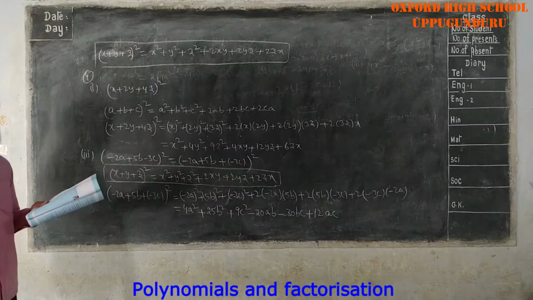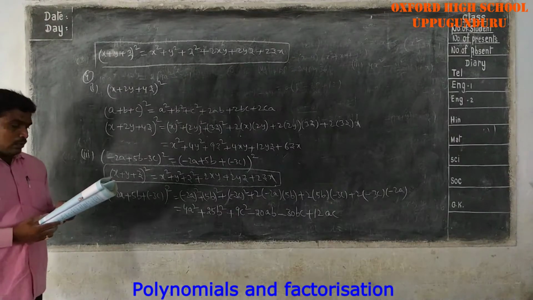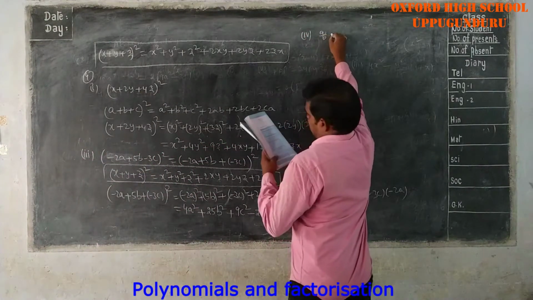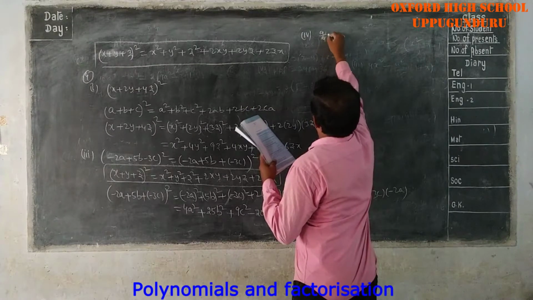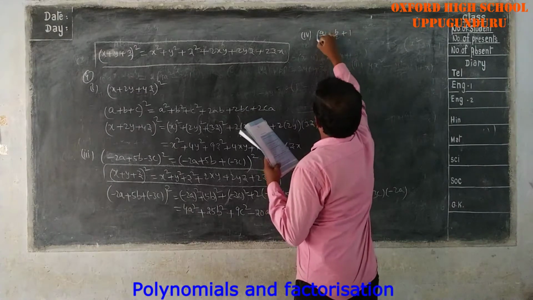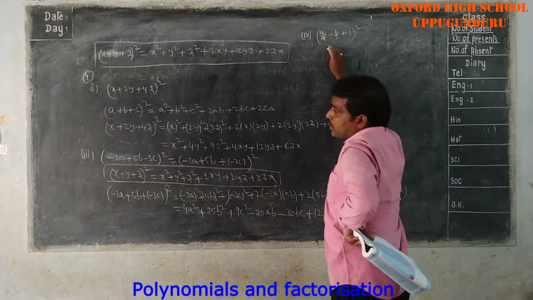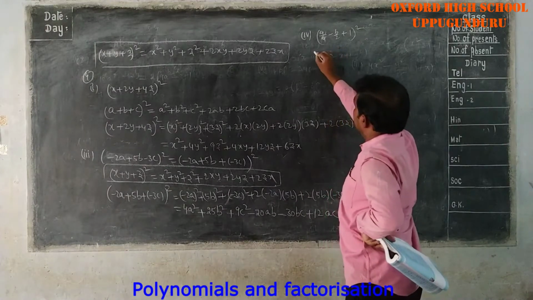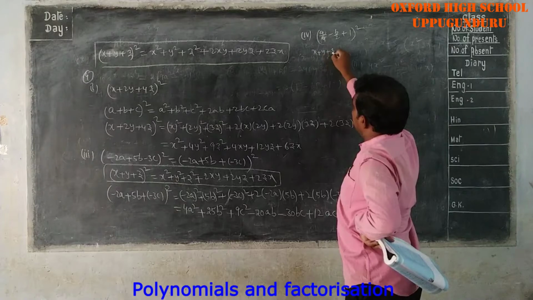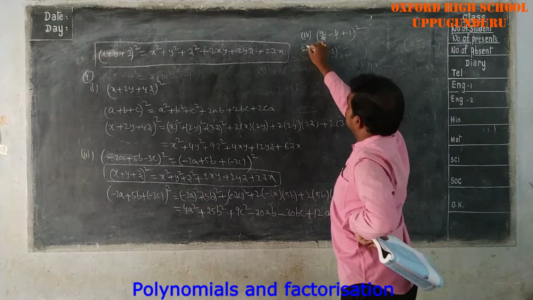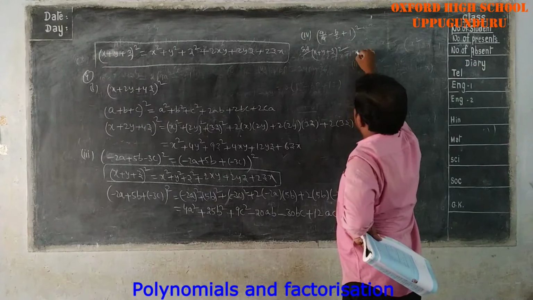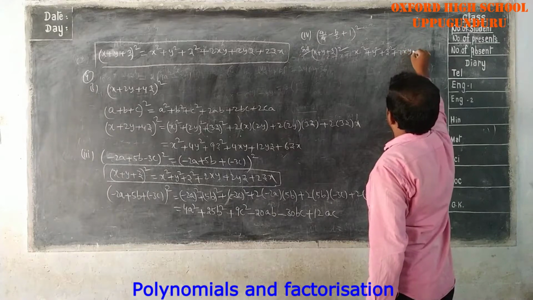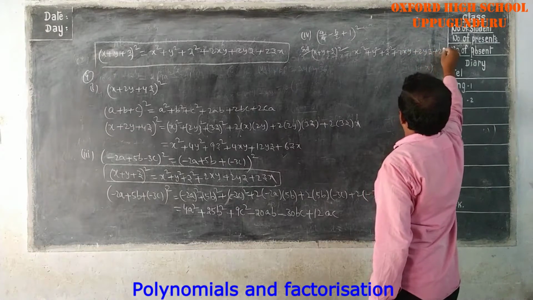So in the same manner you have to do fourth one also. Fourth one is a by 4 minus b by 2 plus 1 whole square. This problem is in terms of a, b, c, so you can write the identity in terms of x, y, z. x plus y plus z whole square equal to x square plus y square plus z square plus 2xy plus 2yz plus 2zx.